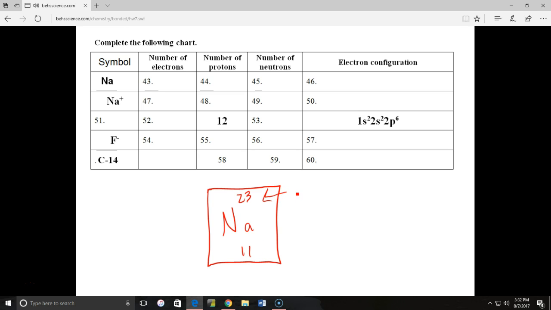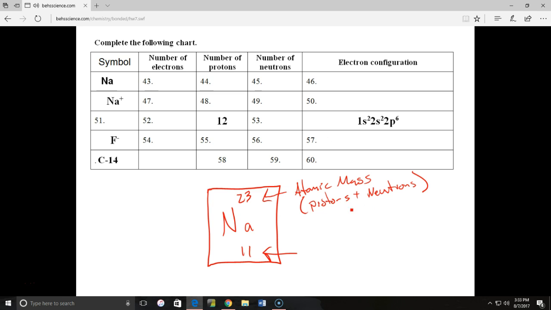Number 23 is the atomic mass. The atomic mass is equal to protons plus neutrons. All right, so we can use that number to find two things. Well, we can either find protons or neutrons given neutrons or protons.